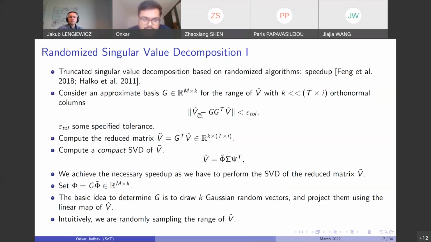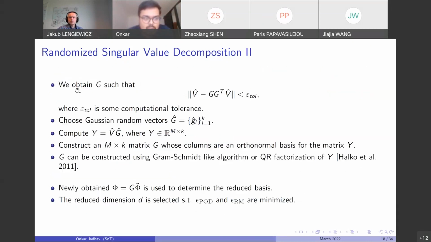Now the randomization occurs while generating this approximate basis G. The basic idea is to draw k Gaussian random vectors and project them using the linear map of V cap. So intuitively, we are randomly sampling the range of V cap. And this is done something like this. What we are interested in is this approximate basis G, such that the norm of V cap minus G transpose V cap is less than some specified tolerance.